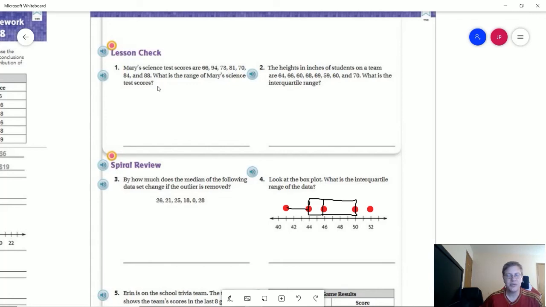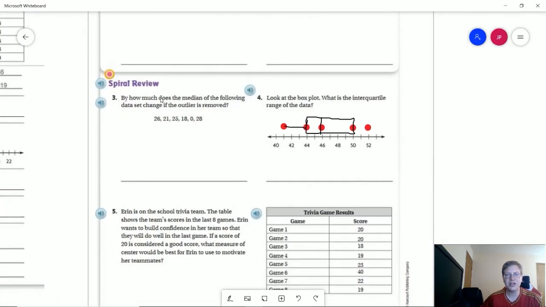Number 1 on the back, we just want to find the range, so you are going to be subtracting your highest value minus the lowest value to calculate that. For number 2, you're going to find the interquartile range, so you're going to need to put these in order, find the median, the upper and lower quartile, and then that will help you answer that problem.